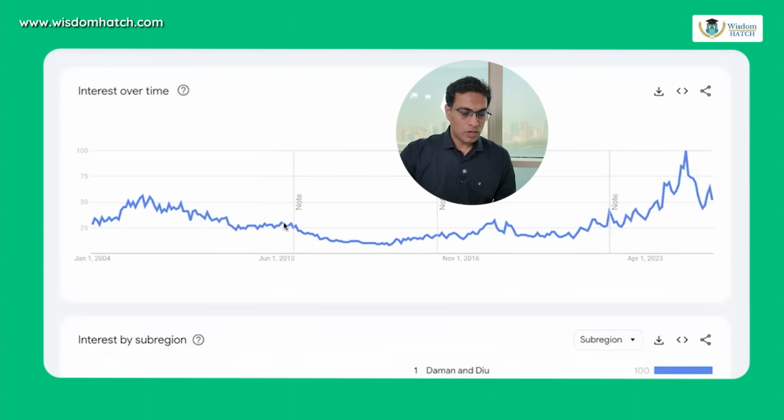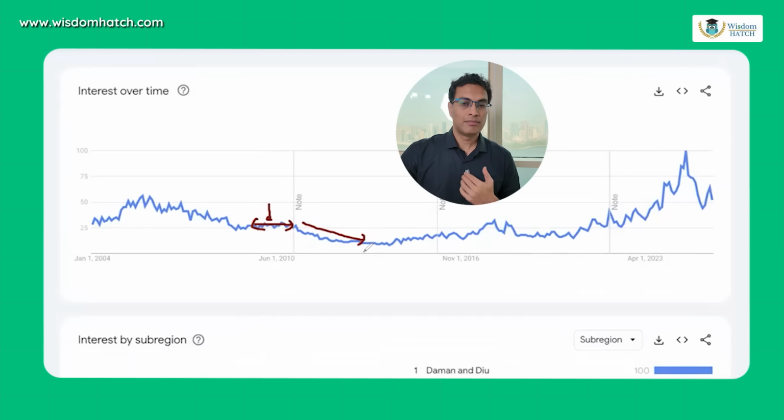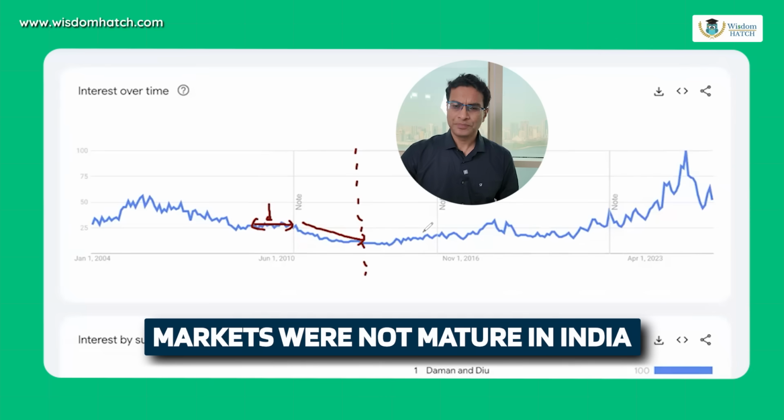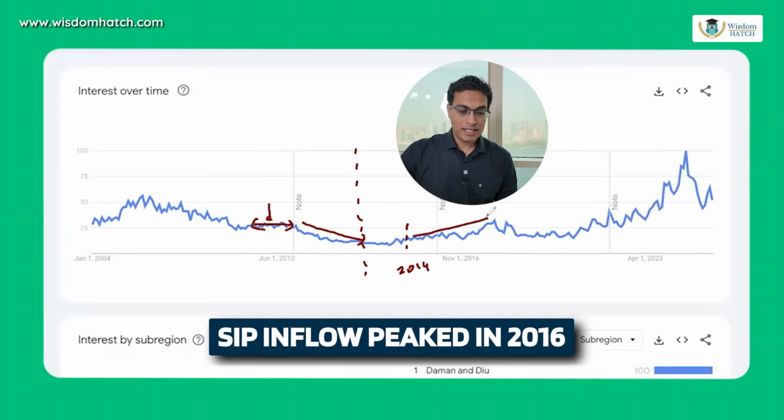Okay, so there was the 2008 crisis, 2007-8. So SIP flatlined. Markets did not give returns for these 2-3 years, and then there was a massive dip. Okay, so this was one, but back then the markets were not that mature in India. Or at least SIP was not that mature in India. Then what happened, right? Then roughly, I would say 2014, Modi ji came to power. Massive interest in SIPs, right? So this is where SIPs peaked.